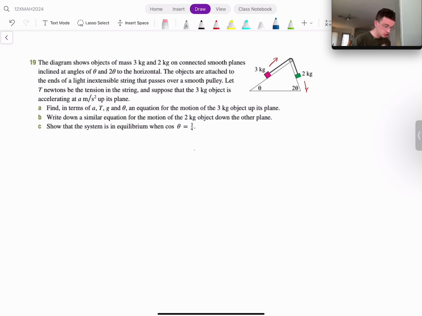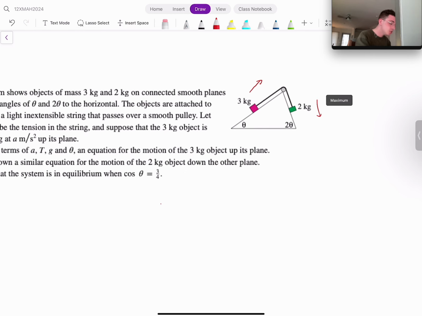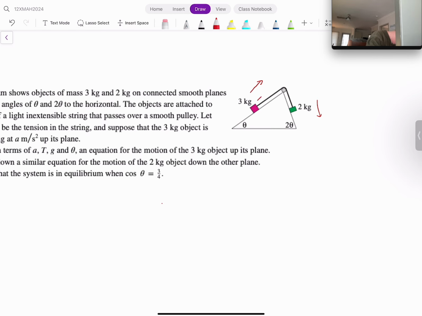Let T newtons be the tension in the string. And we've got the 3 kilo object accelerating upwards. Now, importantly, if it's accelerating upwards, that means this object is going up and this object is going down. Something that's important about tension is that it's the force in the string, and tension will always act away from the object in the direction of the string. So generally it is always acting towards the pulley. So tension will act this way and this way. Those are our tensile forces.